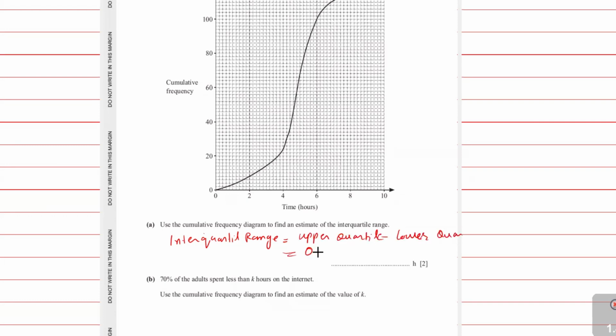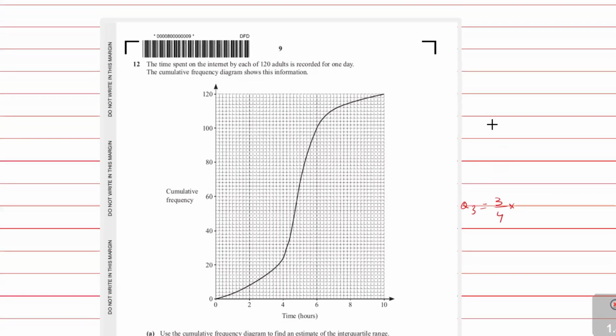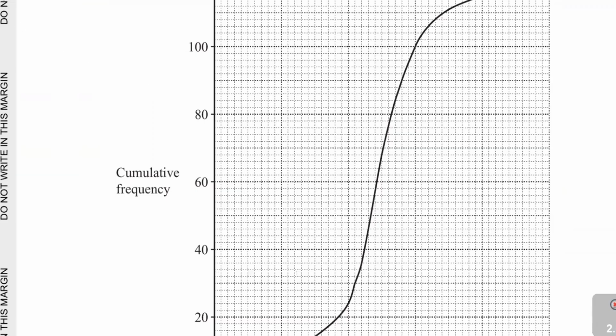Upper quartile we represent by Q3, lower quartile we represent by Q1. And Q3 is the value of 3 over 4 of the total value. The total value here is 120, 3 over 4 of 120, and this is 90. The 90th value, the 90th adult's time would be the Q3. Look here, this is 80 and the 100. Here is the middle of 80 and 100. This is 90. We will draw a horizontal line.